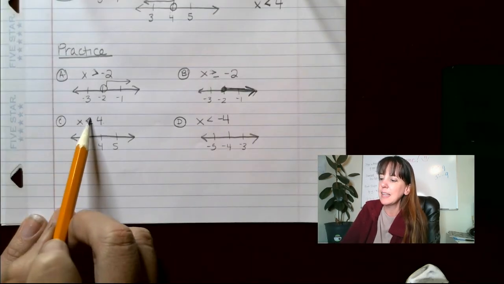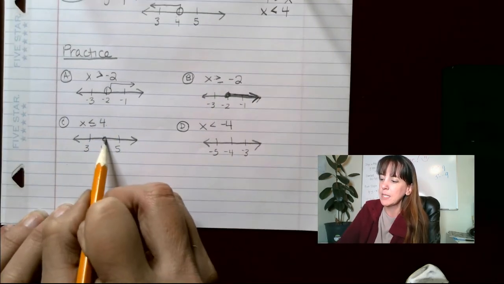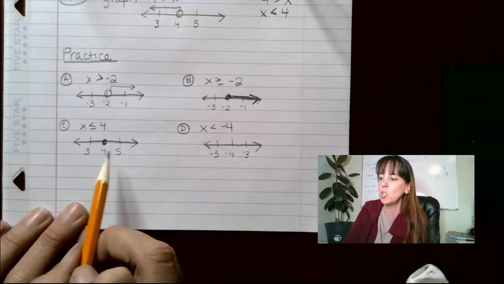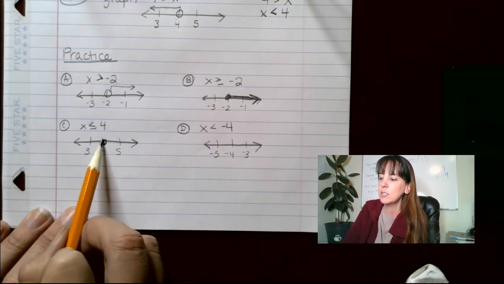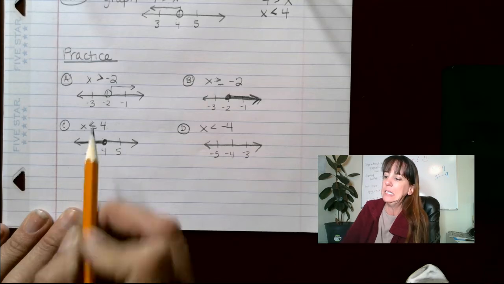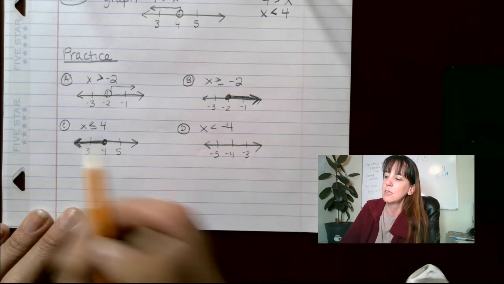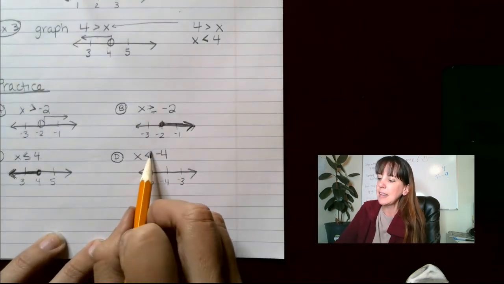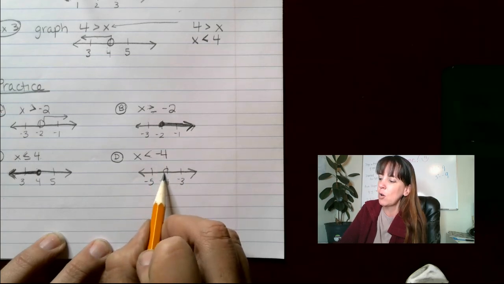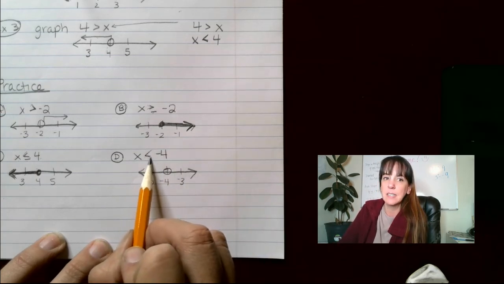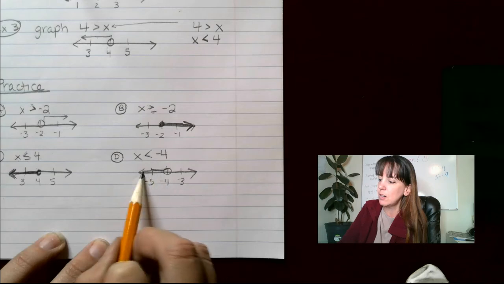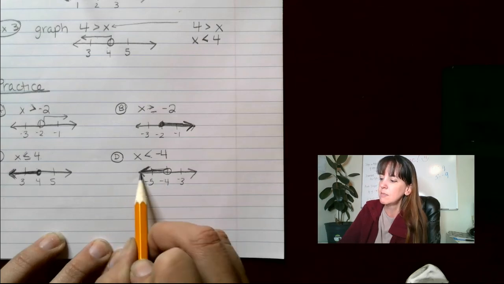All right, x is less than or equal to 4. That means it's going to be a closed circle. Less than, it's pointing in that direction. So we've got it in this direction. Last one, x is less than -4 means it's an open circle. Less than means that it's pointing in this direction. So we're going to go like this.